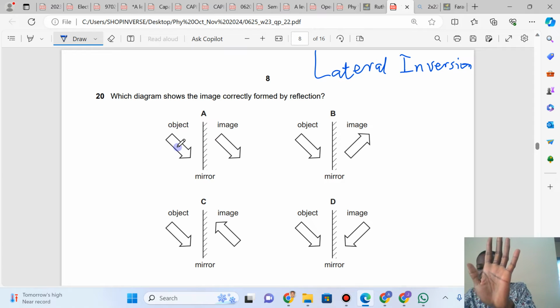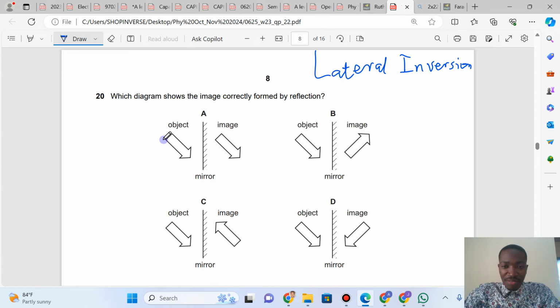Well, if you have your left hand in front of a plane mirror, if you look at the image on the mirror, it looks like your right hand. So the hand is a perfect example of lateral inversion. If you look at your right hand in a plane mirror, it looks like your left hand. And that is what we mean by lateral inversion.